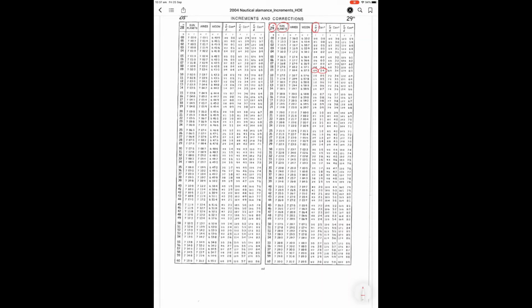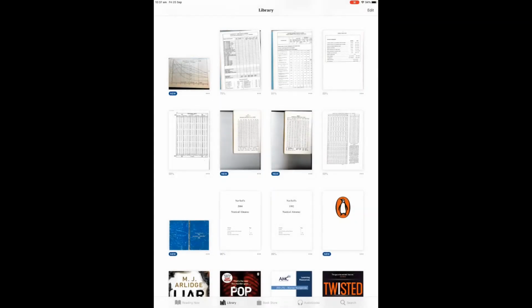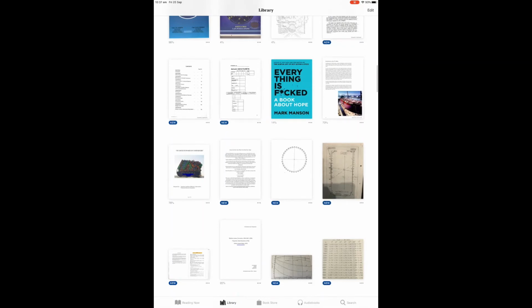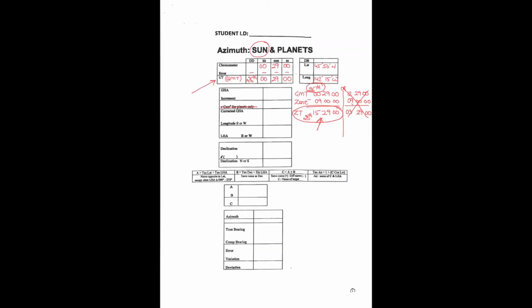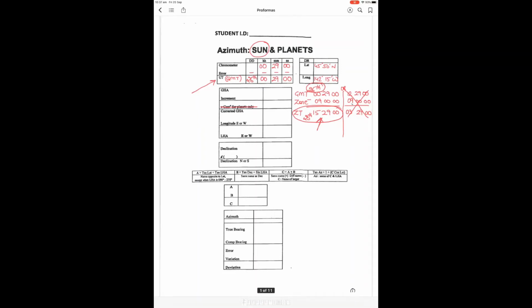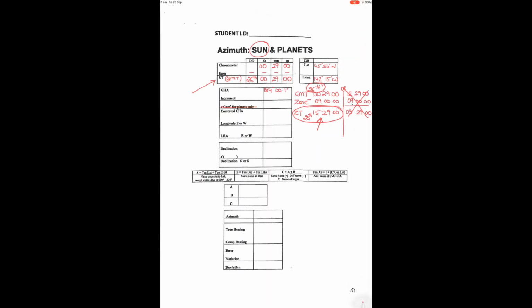So go back to the Proforma. So this is how I find the values. I don't want to waste too much time here. Like I told you guys, this video is about teaching you how to fill the Proforma. So I go back to the page and I will write down all the values I showed you guys before: 184 degrees, 0.1 minutes. Okay, the only thing I forgot to show you was the increments.